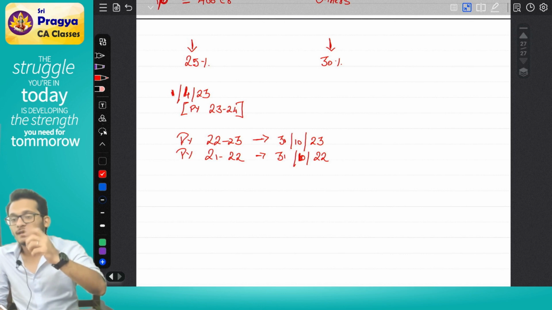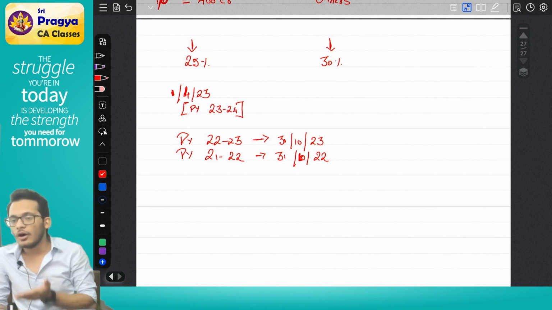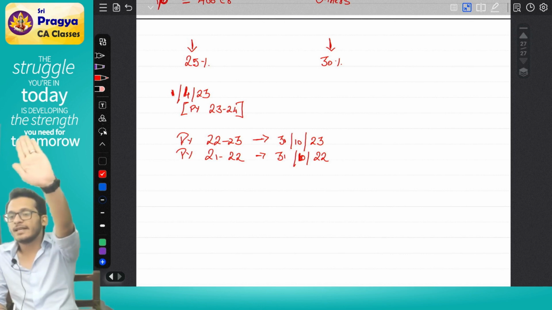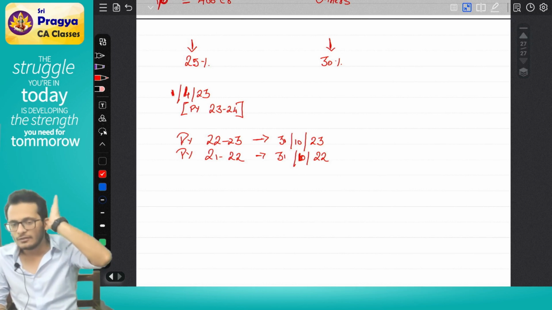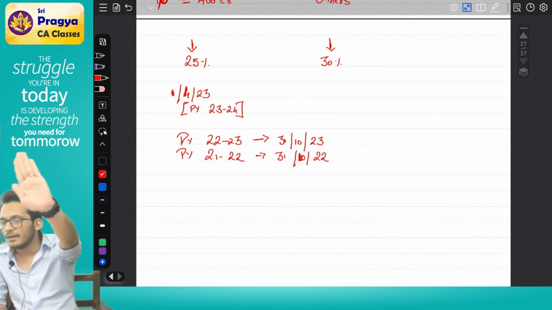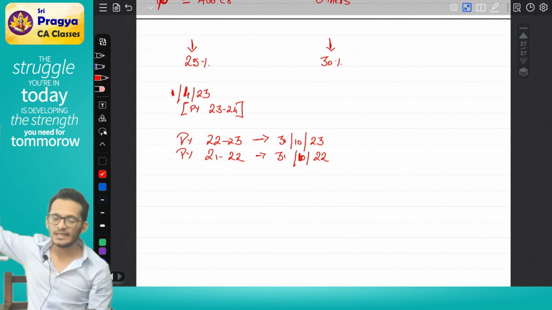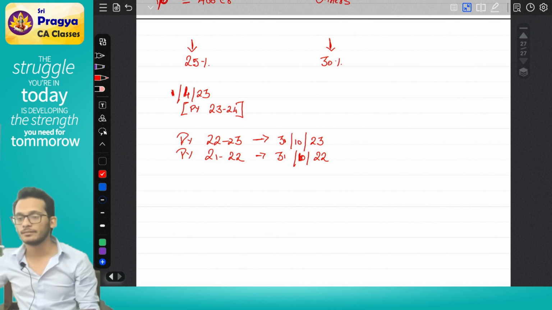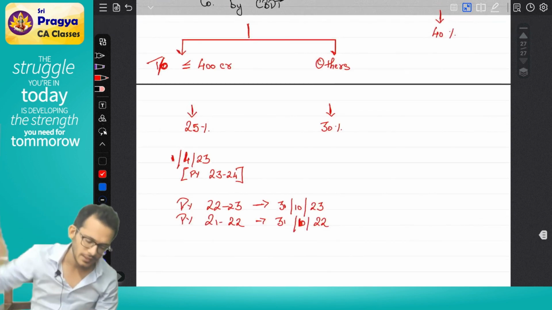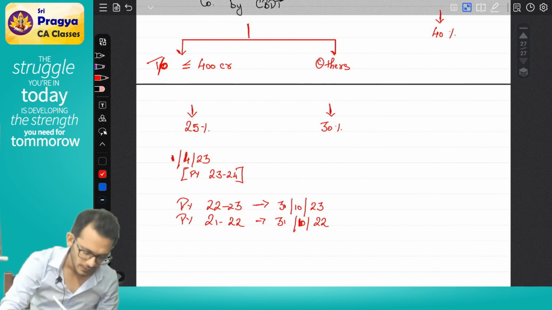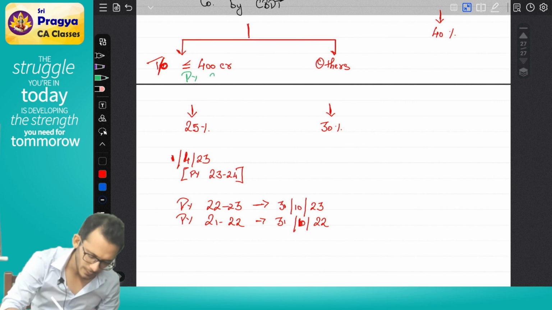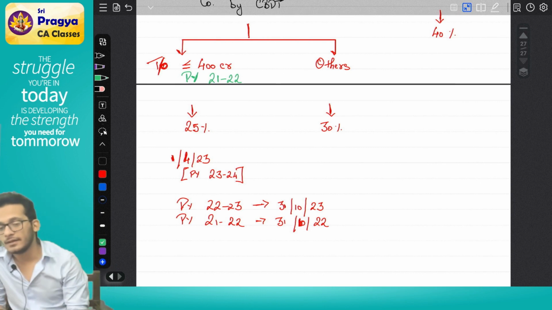The department wants to know your tax rate on 1st April 23. On 1st April 23, does the department have a statement saying what your turnover is? Yes. So can the department come and tell you what your tax rate is? Yes. So what is better, to choose 23-24, or 22-23, or 21-22? Therefore, the previous year turnover of 400 crores is for PY 21-22.